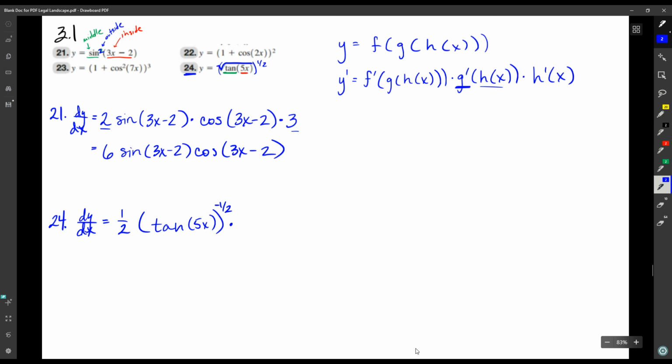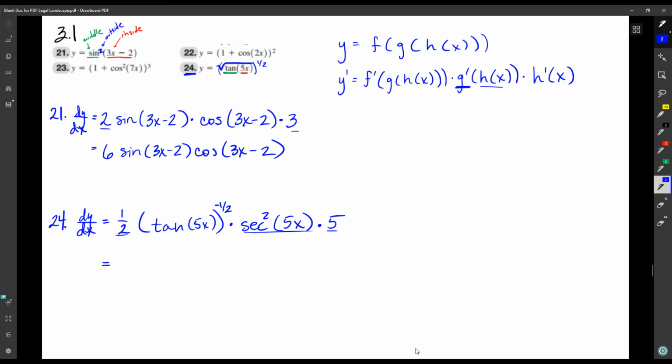Let's do the derivative of the middle function. And we know the derivative of tangent is secant squared. So we've got secant squared of, leave the inside, of 5x, times, now finally, the derivative of the 5x, which is just 5. So here's what we've got after we clean this up. The secant squared of 5x can stay in the numerator, as can the 5. The 2 is going to go down to the denominator.